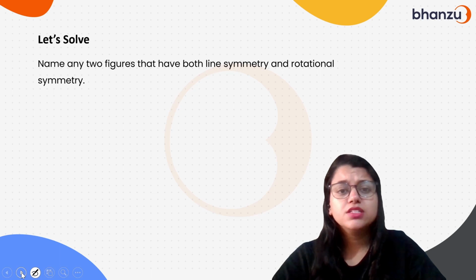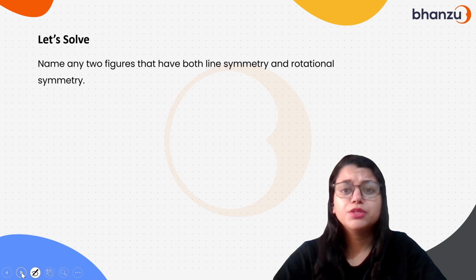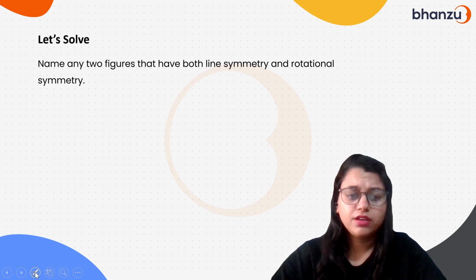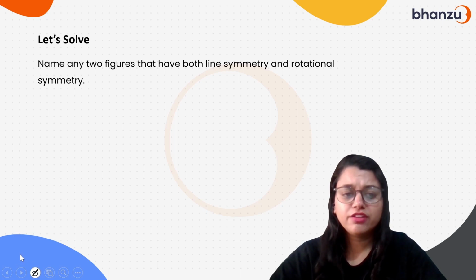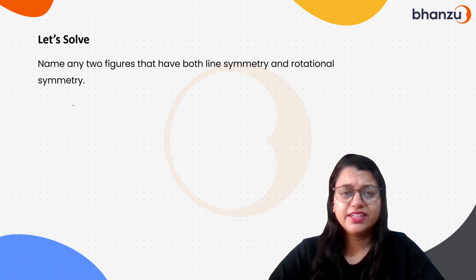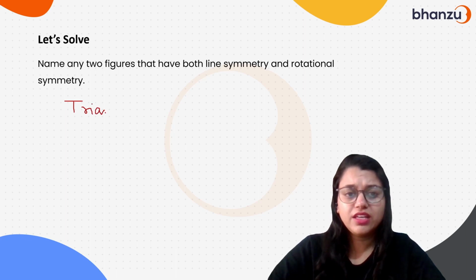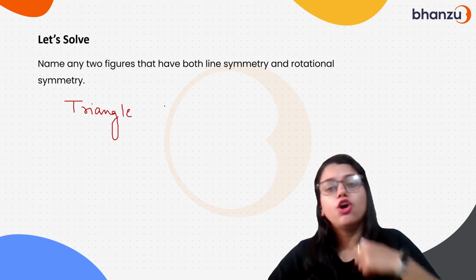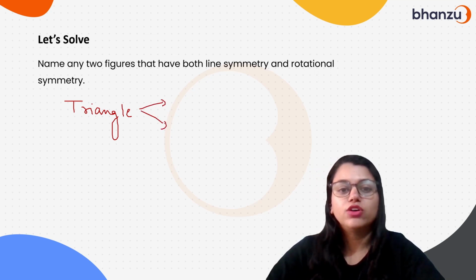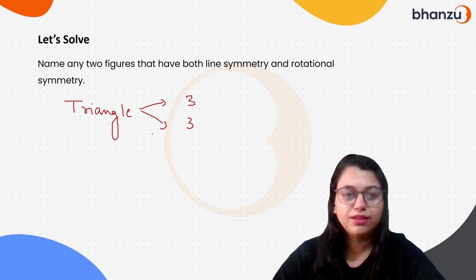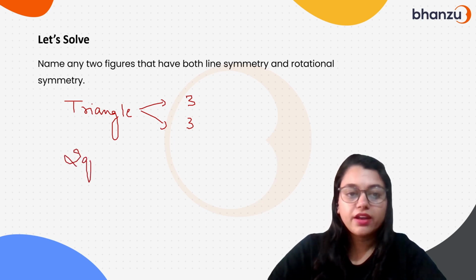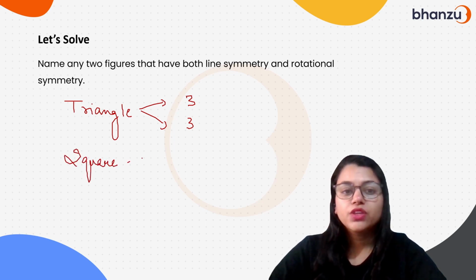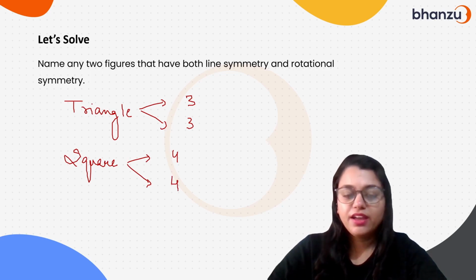Now let us see the next question. Name 2 figures that have both line of symmetry and rotational symmetry. That is possible only in the case of regular polygons. So you can take the example of an equilateral triangle, which has 3 lines of symmetry, and the order of rotational symmetry will also be 3. Similarly, we can take a square here. In the case of a square also, the lines of symmetry will be 4 and it will possess rotational symmetry also, and the order of rotational symmetry will be 4.